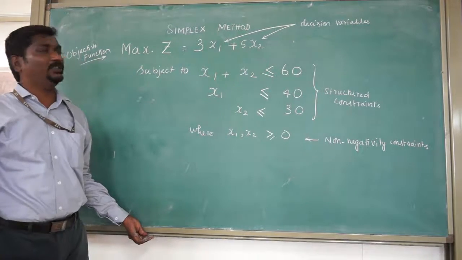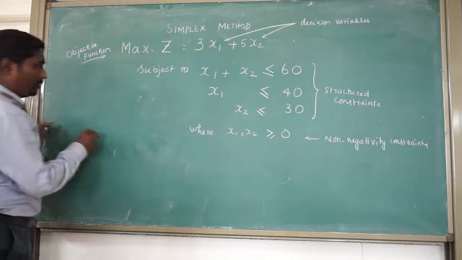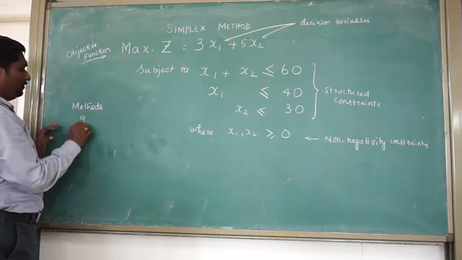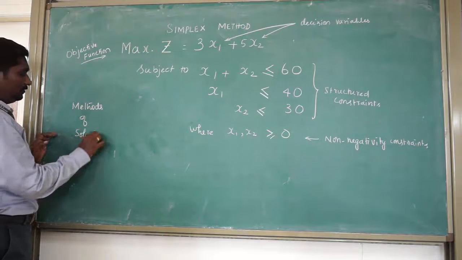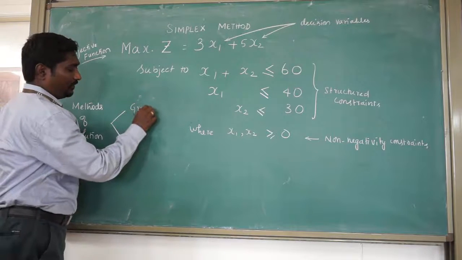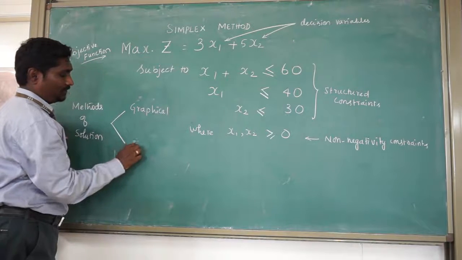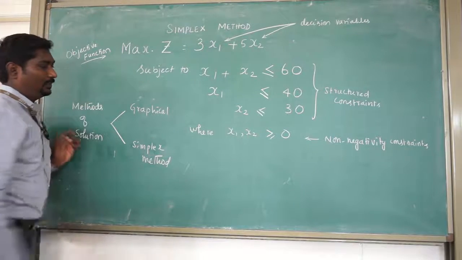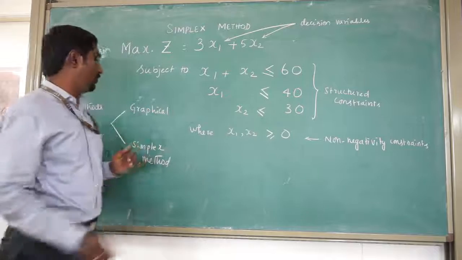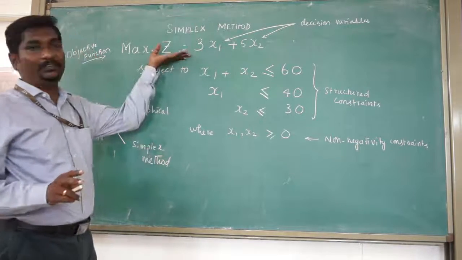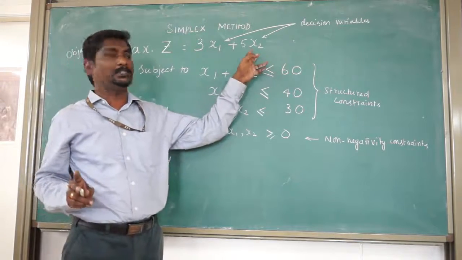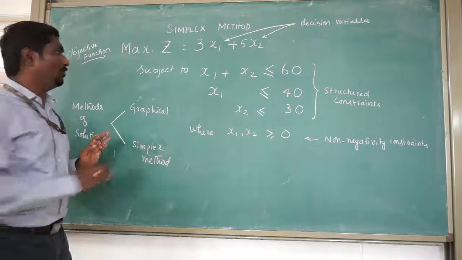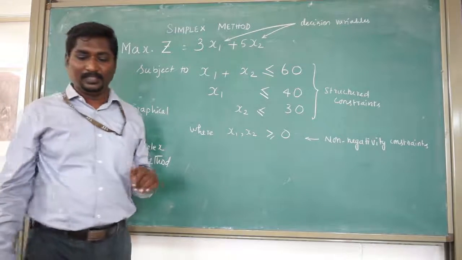Right? Now let us say we are going to solve this problem. To solve a linear programming problem, we can use either a graphical method or the simplex method. So there are two different methods available. But the graphical method can be used only if you have two decision variables. For the problem we have considered here, we have two decision variables, x1 and x2. So this problem can be solved either with the graphical method or with the simplex method. Now we are going to see how to solve this problem using the simplex method.